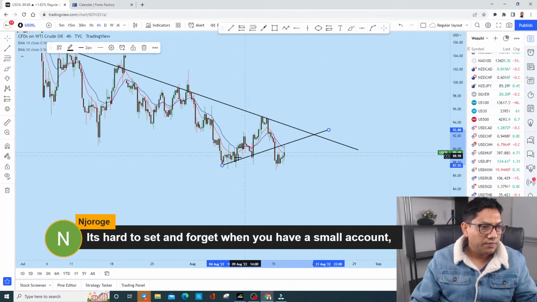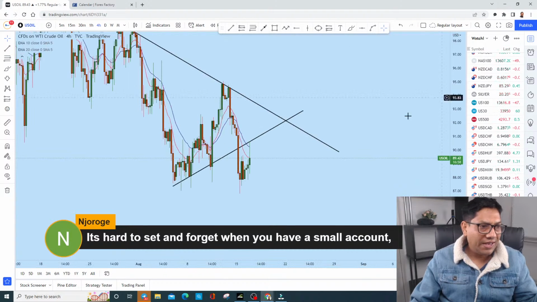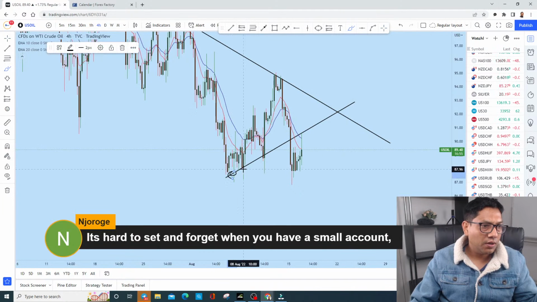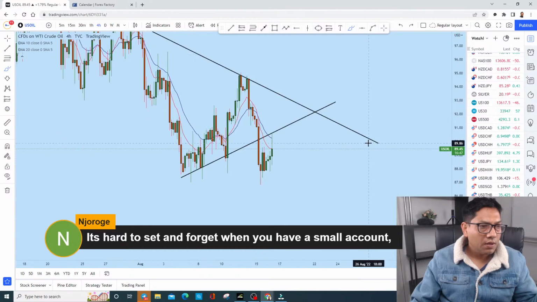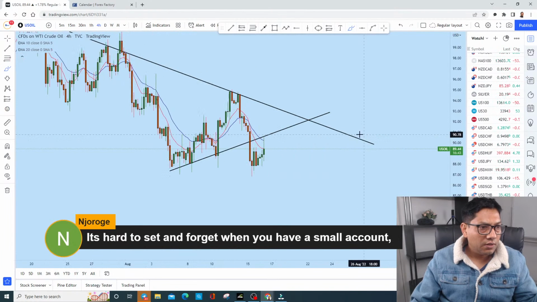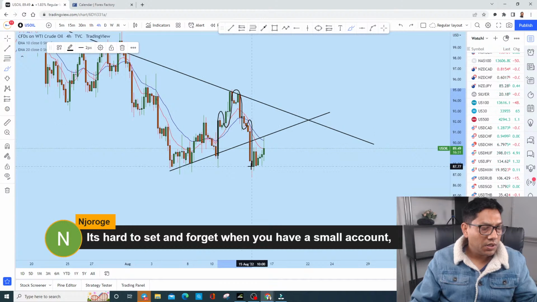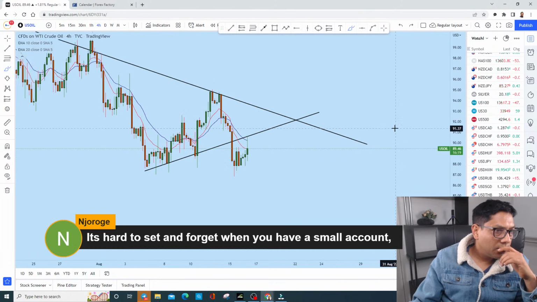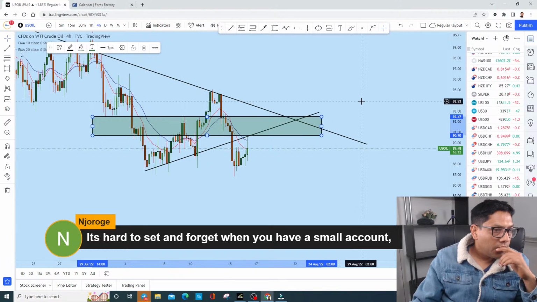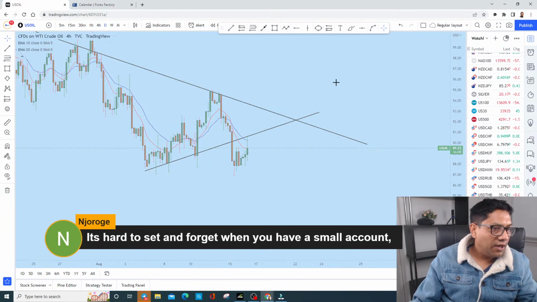Now it is testing this support as resistance. You see there is a support here, support here, support here, now testing as resistance, and there is already a reversal pattern here, kind of head and shoulders. US oil has dropped. Price came up, tested this zone, this previous support here as resistance. So what I think at this point for US oil, let me look at the daily.